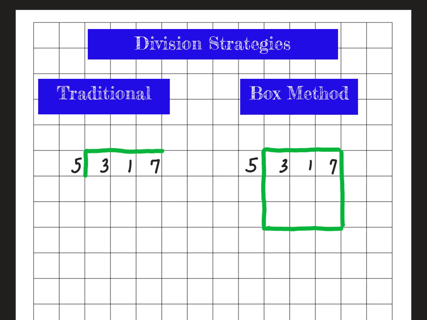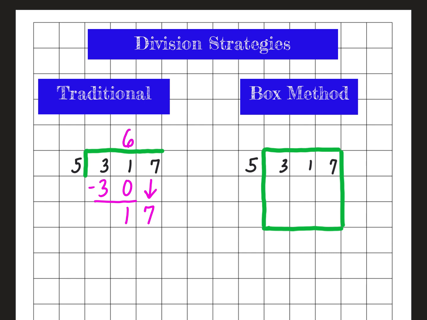So we just look at our 5. Does 5 go into 3? No. And then does it go into 31? We know that 5 times 6 is 30. We subtract, we get 1. And then in traditional, what we do is we just bring our next number down. So now it's 17. So we look, does 5 go into 17?